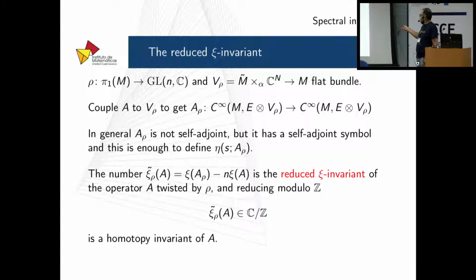And now we can compare this. We define the reduced eta invariant with respect to the representation rho as the difference of the eta invariant of the twisted operator minus the untwisted eta invariant times the dimension of the representation. Okay, this is called the reduced eta invariant. And the nice property of this number is that if we take the value modulo the integers, it is a homotopy invariant of the operator. Okay, so this is the spectral invariant.